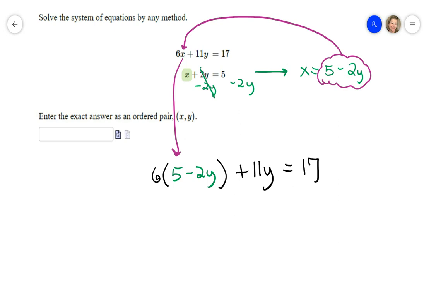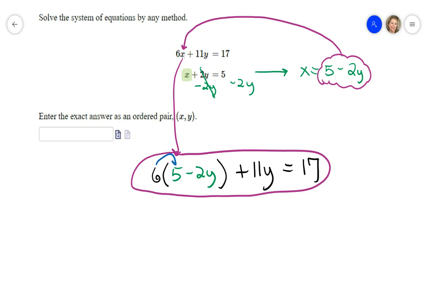And now what I have right here is one equation with nothing but y's in it. That's the only variable it has. So I can use my awesome equation solving skills and solve this for y. And the first thing I'm going to do is distribute the 6. 6 times 5 is 30. 6 times minus 2y is minus 12y. And then I still have plus 11y equals 17.